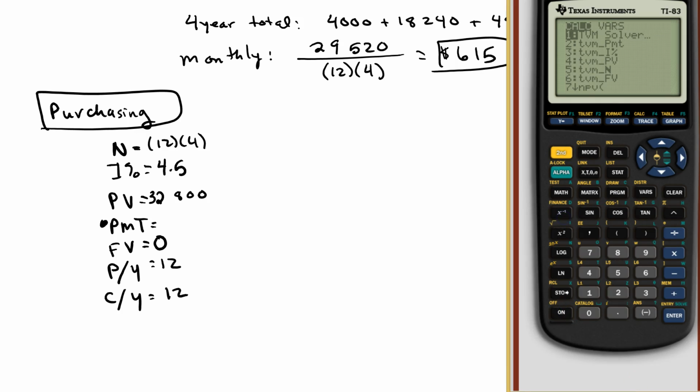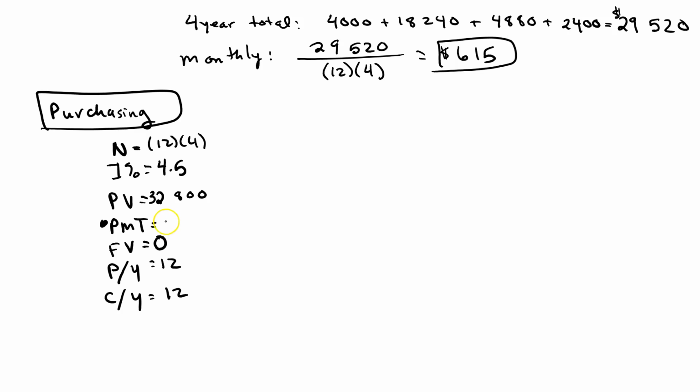So we're going to go into our TVM solver and go 48, 4.5, 32,800. Payment, we're going to figure that out. Future value 0, 12, and 12. Going to go up to the payment, figure out what that is. And, oh, did I type in something? I did. Look at this. 32,800. There we go. That feels better. Yes. So we have $747.95.